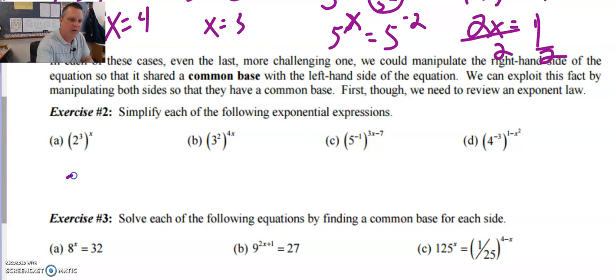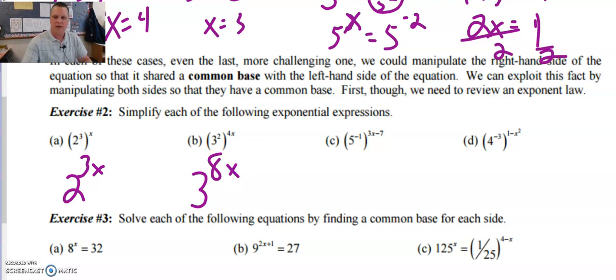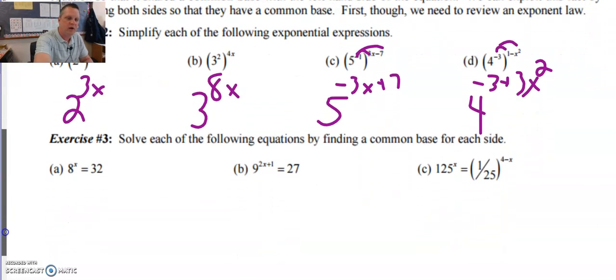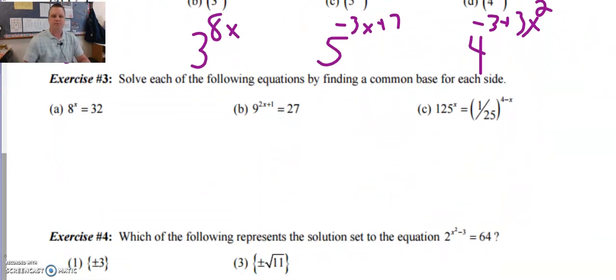So power to a power, 2 to the 3x. Power to a power, 3 to the 8x. This negative 1, be very careful. The negative 1 has to distribute to both, so it's negative 3x plus 7. And then the negative 3 goes to both, so it's 4 raised to the negative 3 plus 3x squared. Okay? Like I said, I did it kind of quick, but that was stuff that we've already gone over. Power to a power, you just multiply.